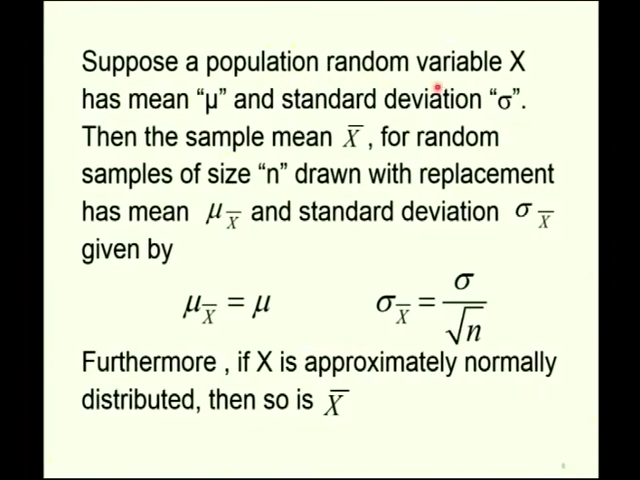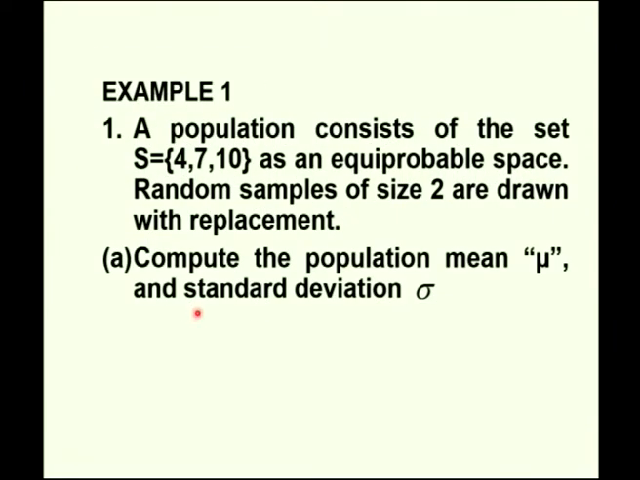Suppose a population random variable x has mean mu and standard deviation sigma, then the sample mean x bar for random samples of size n drawn with replacement has mean mu x bar and standard deviation sigma x bar given by mu x bar is equal to mu and sigma x bar is equal to sigma by root n. Furthermore, if x is normally distributed, then x bar is also normally distributed approximately. Now, this example will give you a typical picture about how the population mean and standard deviation are calculated for an equiprobable sample space. Let us see.